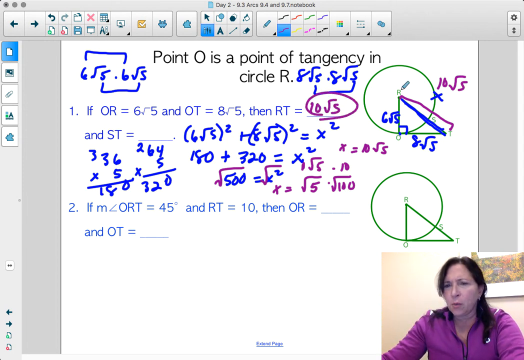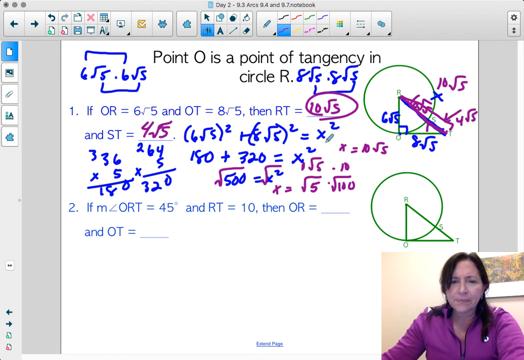Now, not only do they want that, but they actually also want ST, this little length here. So in order to find that, you don't have to do anything tricky. I guess you can even make a proportion, but we're not going to do that. What you do know is that this radius is 6 root 5. So if this is 6 root 5 and that's 10 root 5, 10 root 5 minus 6 root 5 makes 4 root 5. So this little length right here is just 4 root 5.